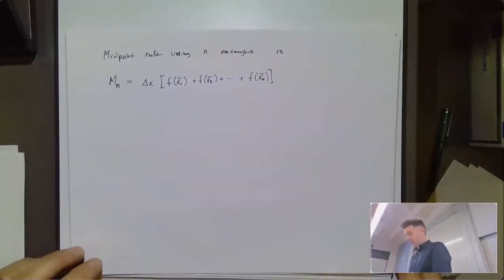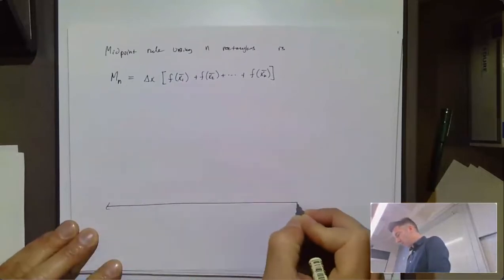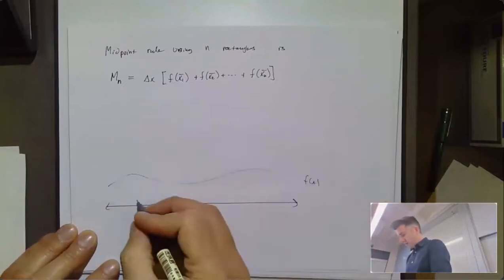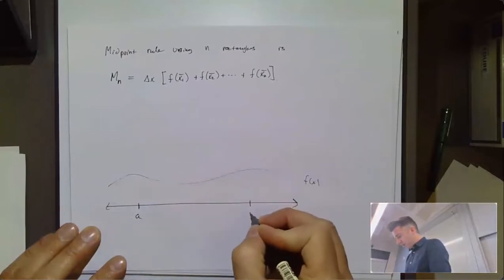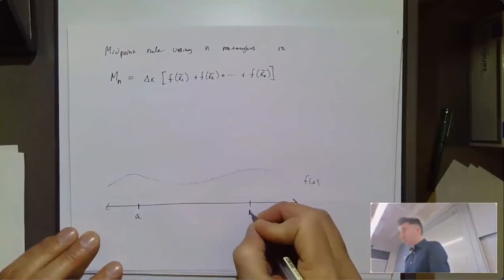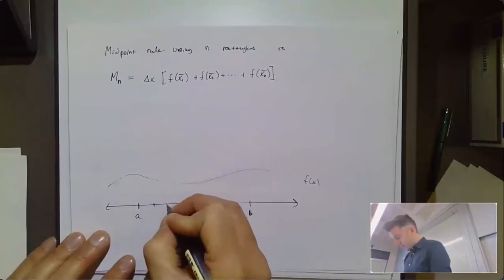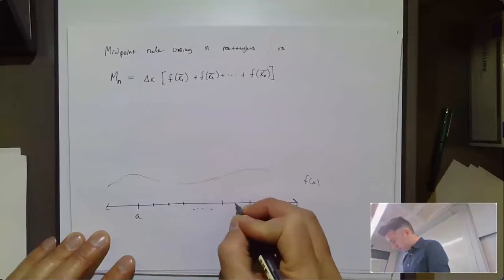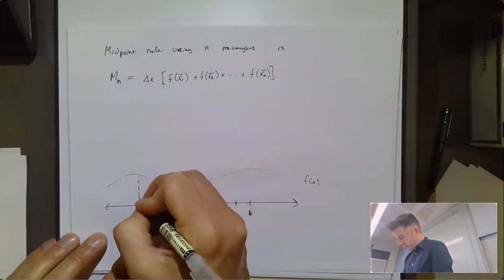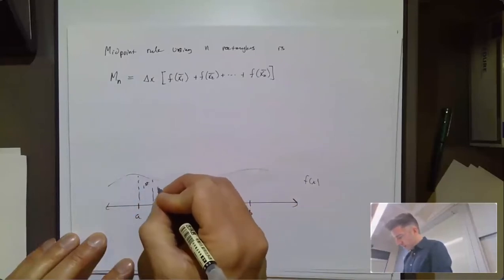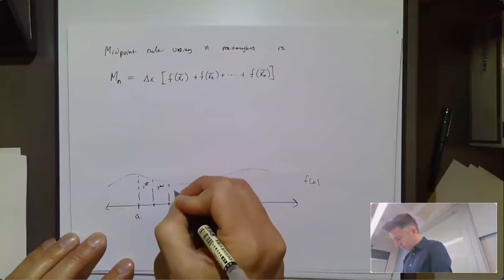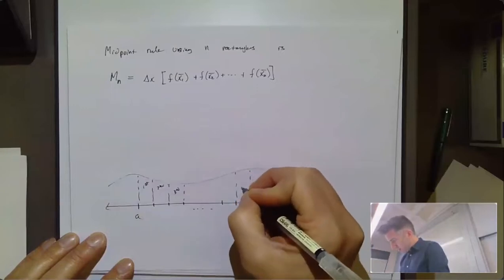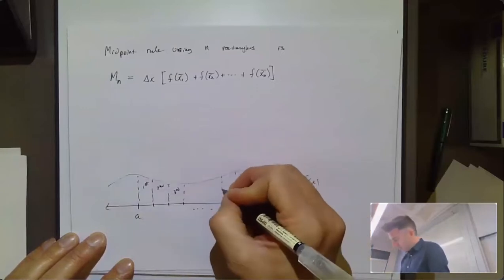And before I go any further, let me actually draw what I mean. So this is my interval. Here's my function. I'm going from, say, here to here. And I'm breaking it up into n subintervals. So here's my first subinterval, my second, my third, all the way up to my second to last subinterval and my last subinterval.